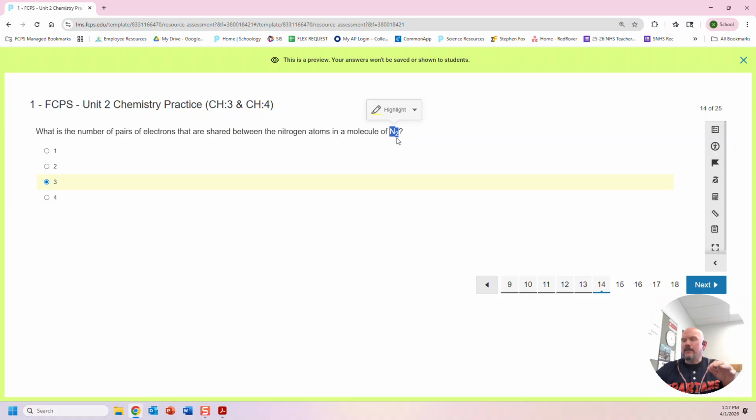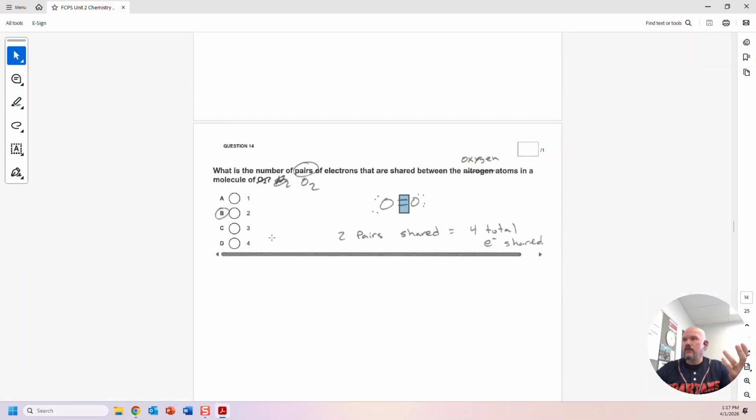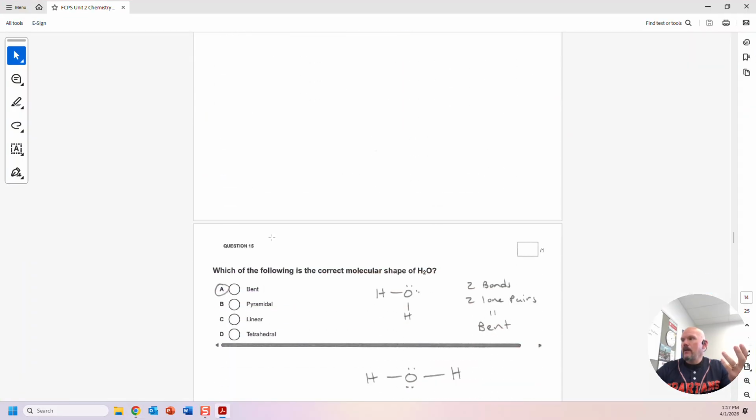So now I'm second guessing myself. This is the question I have on the practice one. So maybe the oxygen question is on the actual county assessment. So check that out. But nitrogen's sharing a total of 6 electrons, so that's a triple bond, 3 electron pairs being shared. Oxygen, it's a double bond, so 2 electron pairs being shared. Okay.